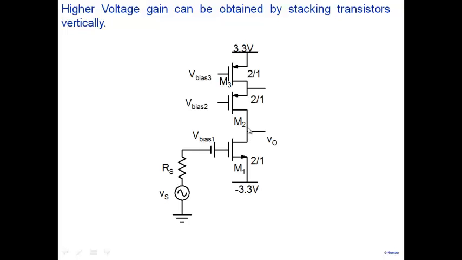Not only that, you've added one more transistor. That transistor will also add capacitances. You have to look at this particular node also, and that will also add some capacitances at this particular node here. So in general, yes, you can increase the gain, but you will end up compromising the 3 dB frequency as well.